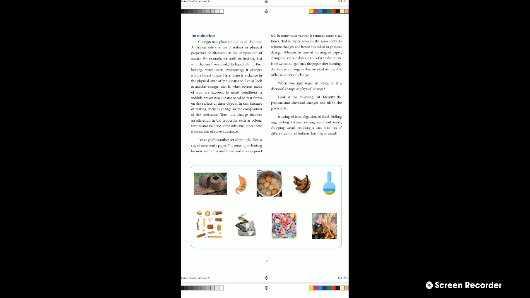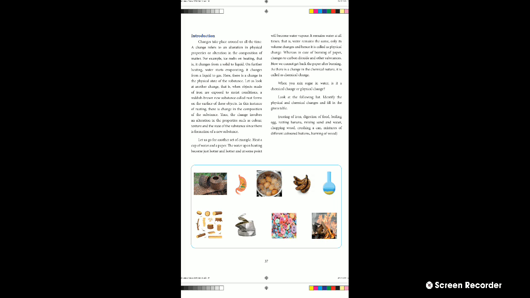Physical changes. So what is a physical change? It is not only a reversible process, it can also be a volume change, and that is called a physical change. So the water remains the same, but the volume changes.